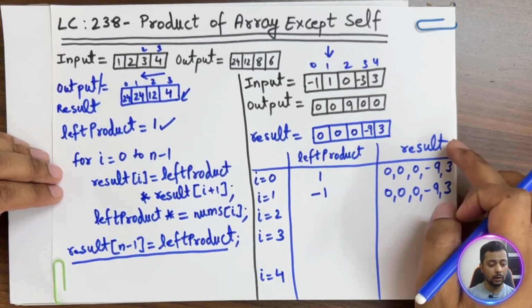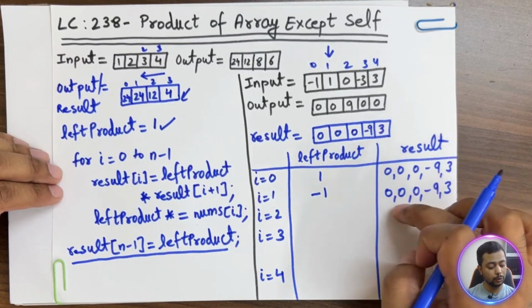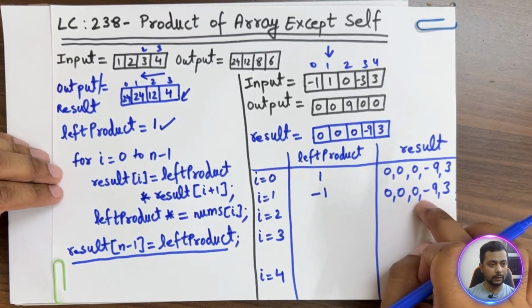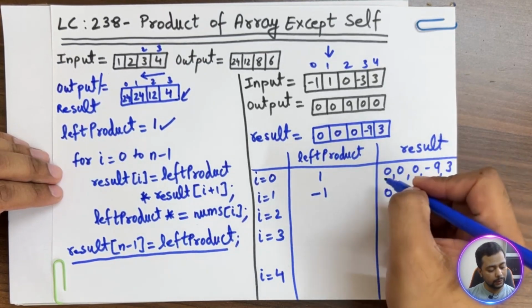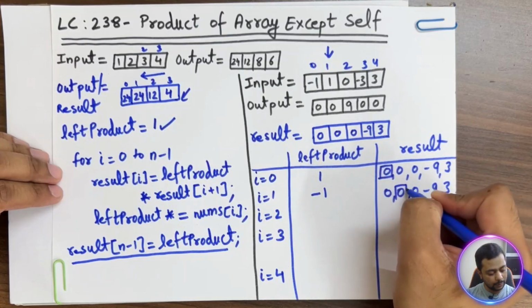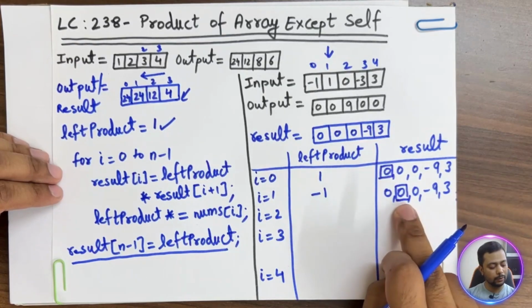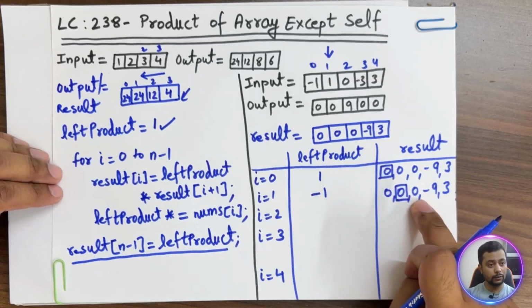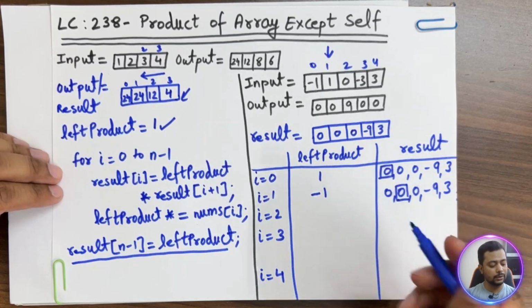But now we will see at I is equal to 1, what is the value of result of I plus 1, result of 2. So result of 2 is again 0, and over here we were updating this particular value. Now we are trying to update this value. So this value will be minus 1 into 0. So it stays unchanged. Okay.